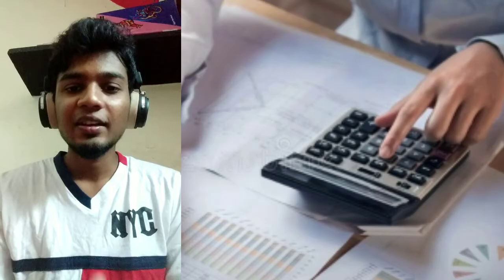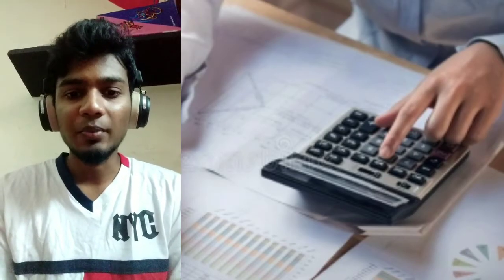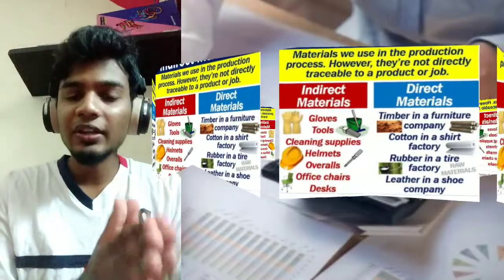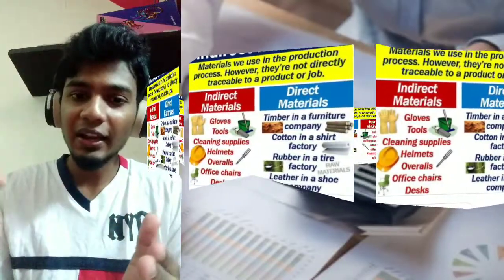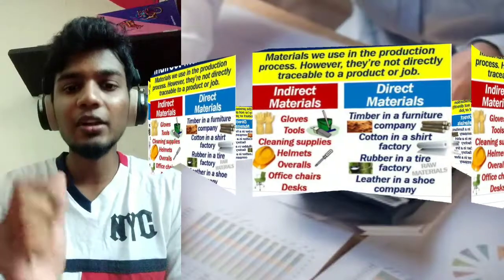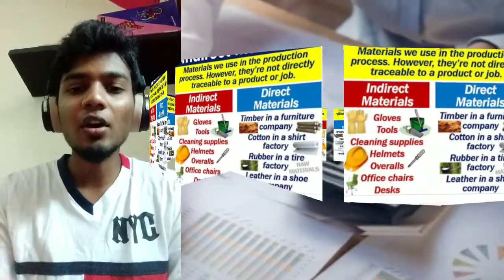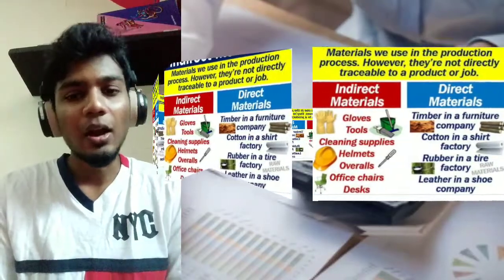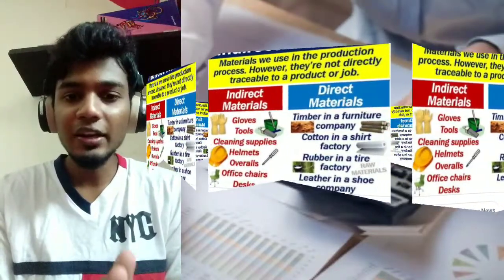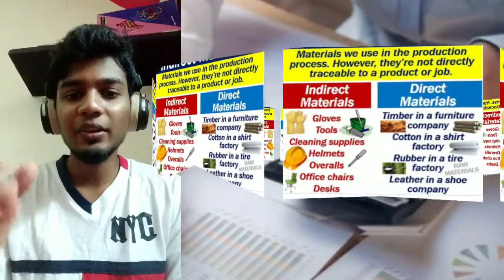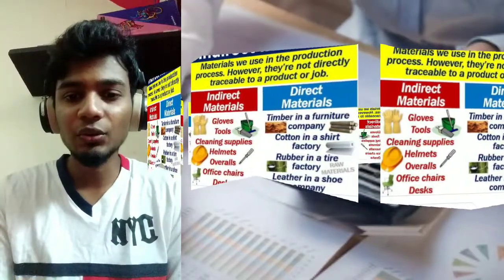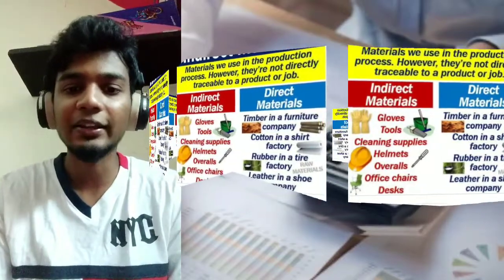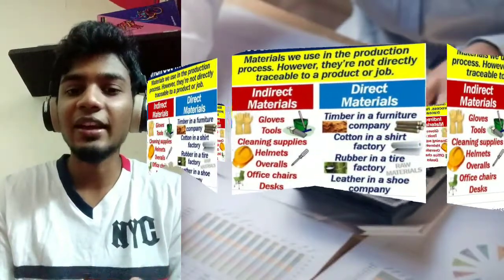The first element is the material element. What are those materials? Direct material and indirect material. A direct material is directly related to a particular product. For example, for building a house, the raw material we need is cement. For cloth, we need jute. For any kind of machinery, we need iron. So these things are directly related to the particular product of any item. This is what we call direct material.